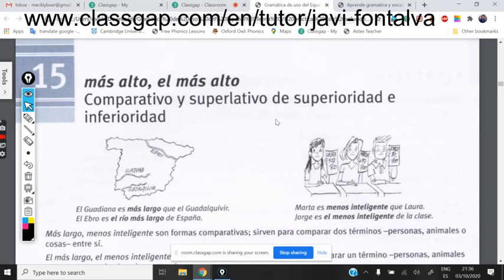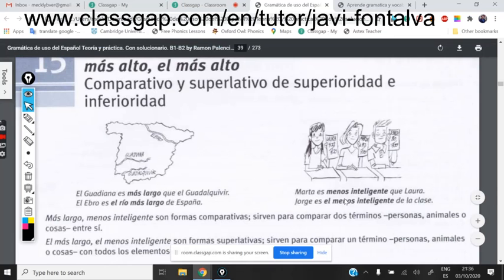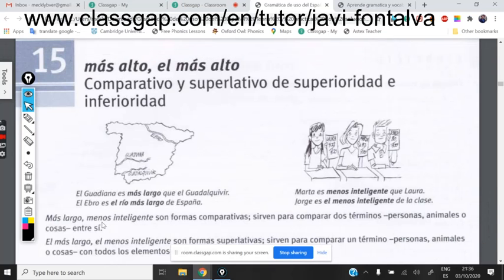With the more than. So more than basically is más and then the adjective. It doesn't matter if it's a long adjective or a short adjective, it's not like in English. You always say más plus the adjective. So, for example, we can say más alto, más bajo, or any adjective. Let's take a look at this sentence here.